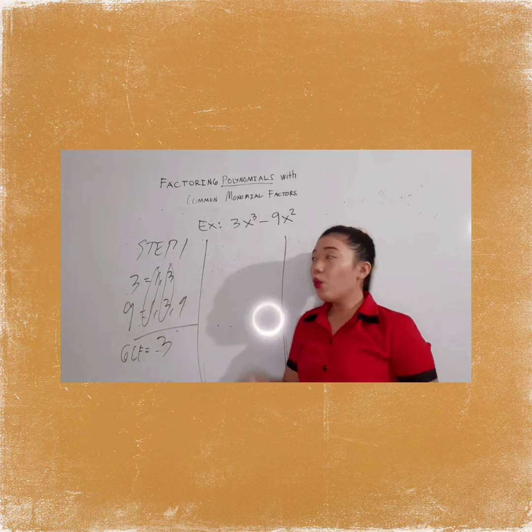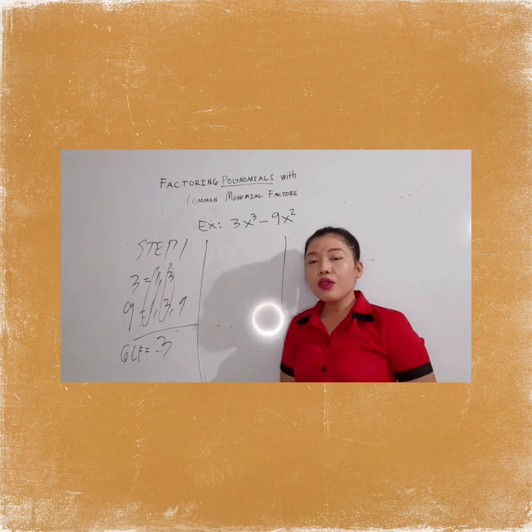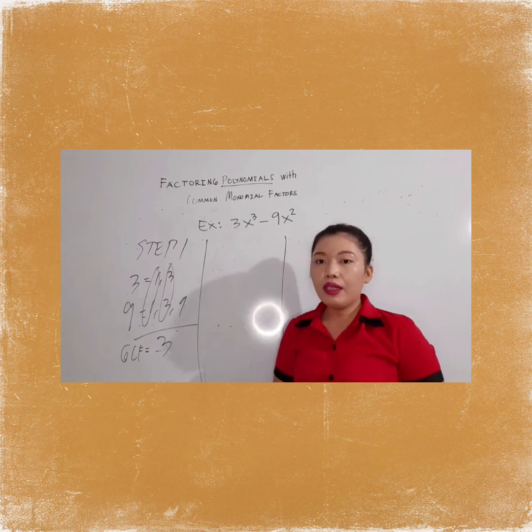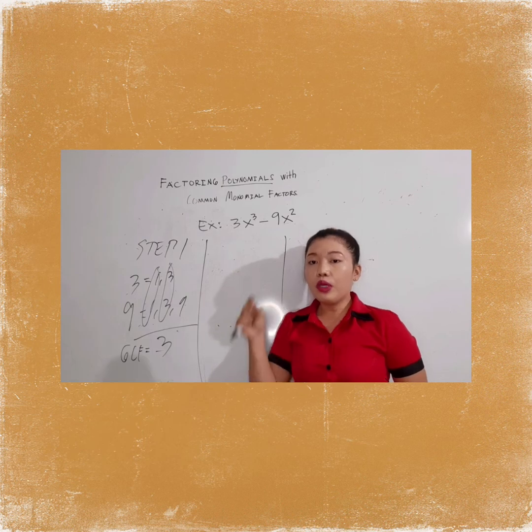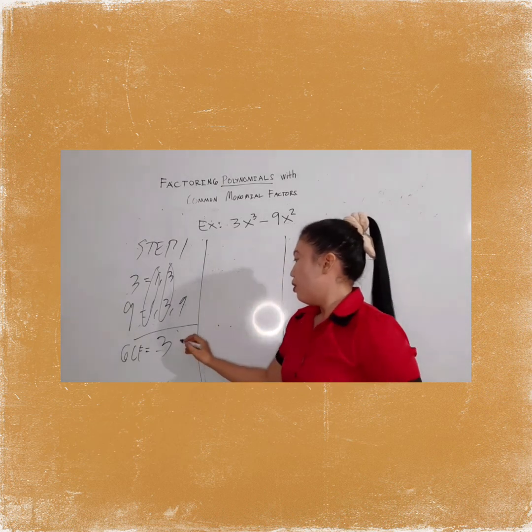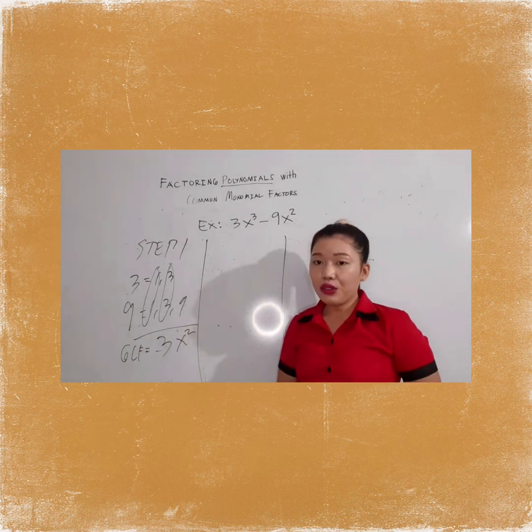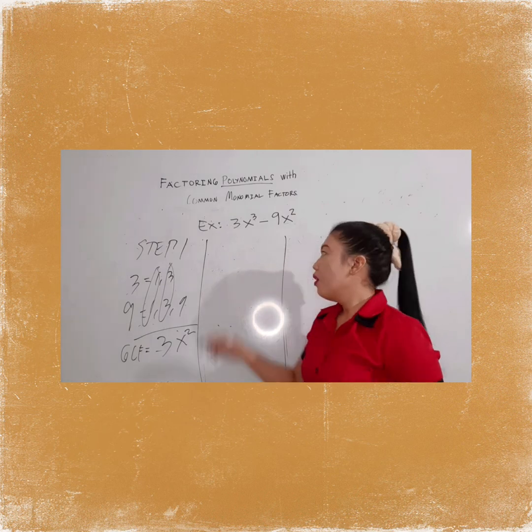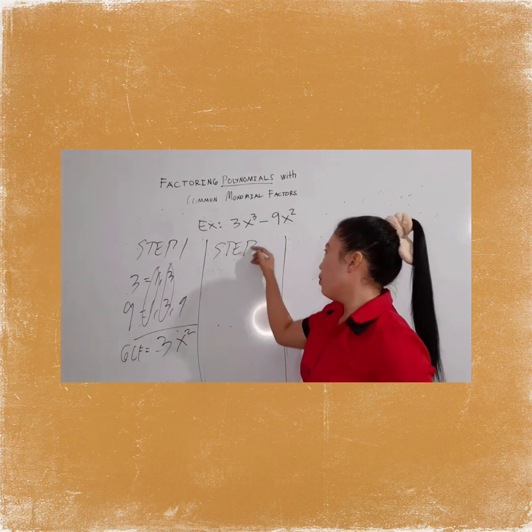As you can see, we have two variables. So since we have two variables, we will get the variable with the smallest degree, and that is x squared. So our GCF now is 3x squared. Let us proceed to our step 2.